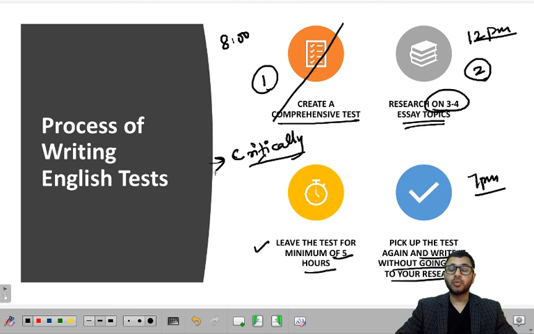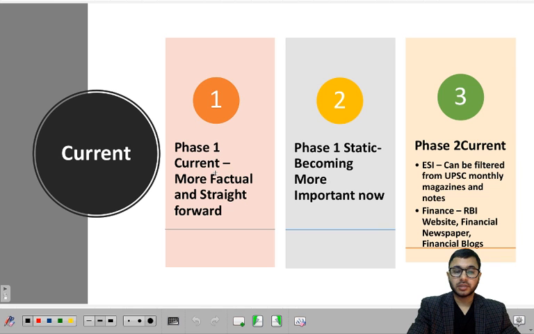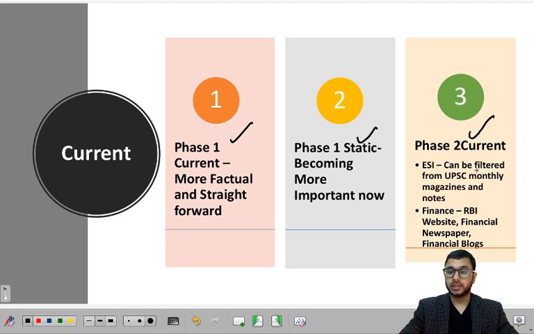That will give you a lot more feedback, a lot better understanding about it. Okay, so this is about English. Then comes current. Phase 1 का I have explained, phase 1 का static I have explained, phase 2 current.